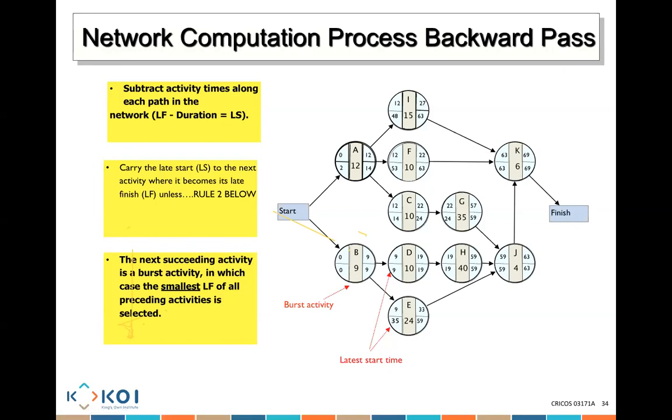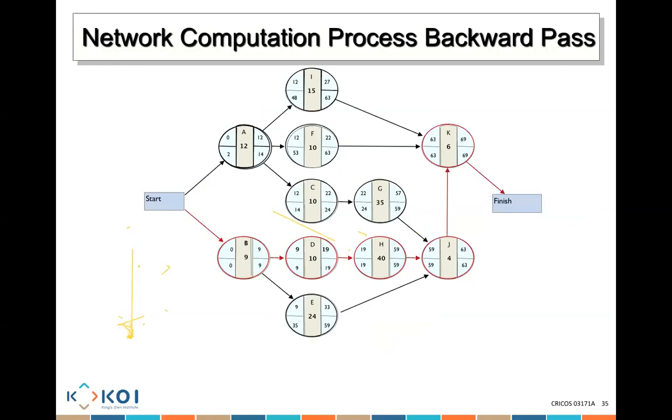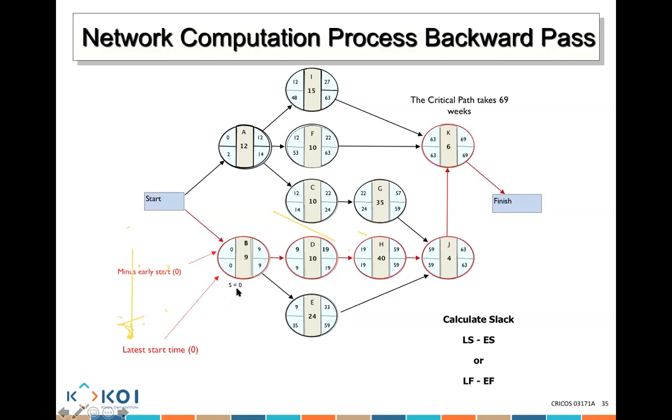Are we clear? Now, the final thing we need to calculate is what we call the slack. We know the longest duration for the project is 69 days. That's how long the project is going to take. To calculate the slack, you do either latest start minus early start or latest finish minus early finish. So latest start of 0 minus early start of 0 equals how much? 0. So that's a 0 slack.